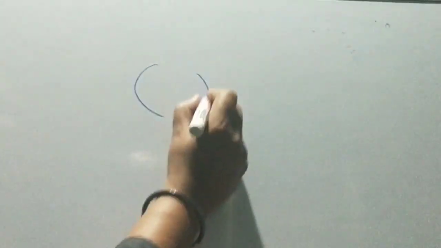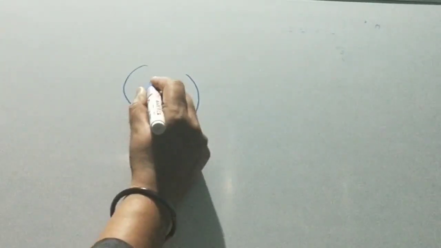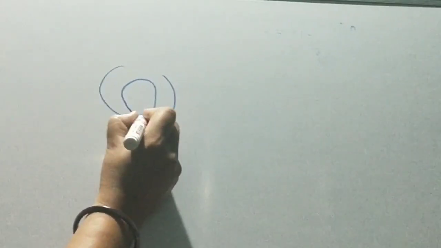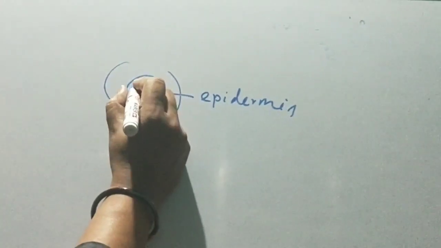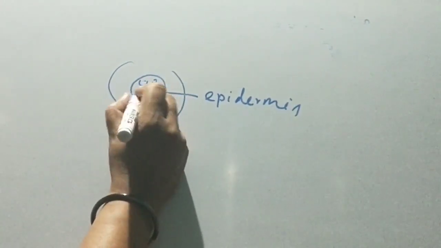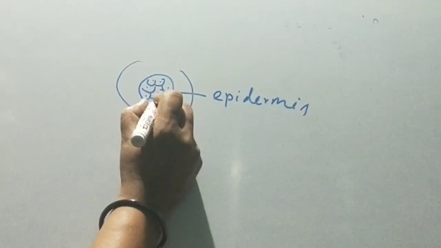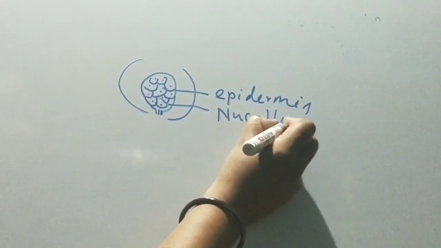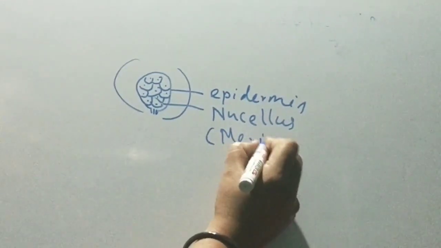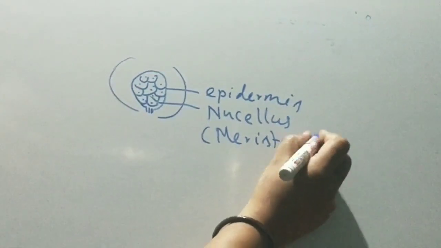Now, this is the ovary. Inside the ovary is the placenta, and from the placenta a rounded structure develops. That is called the ovule, covered by epidermis. Inside this epidermis is meristematic tissue, meaning it can divide. This meristematic tissue is called the nucellus.